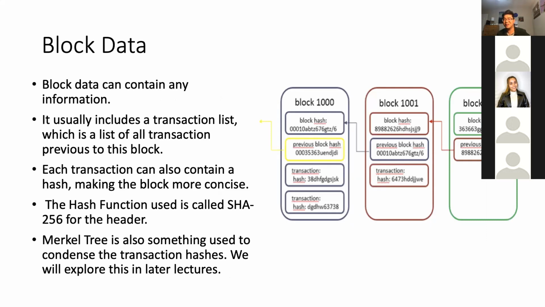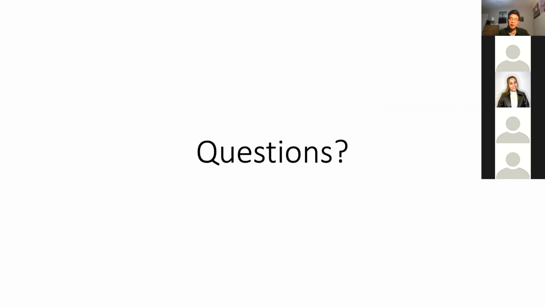I know we're pushing a lot of stuff off. I just want to give a really brief overview of what a blockchain is, but we're going to be talking about hash functions, SHA-256, Merkle trees, and all that stuff in the next lecture about cryptography. So any questions so far?